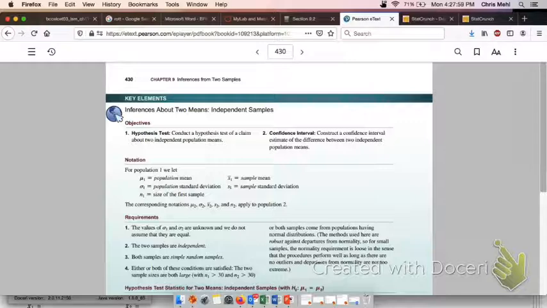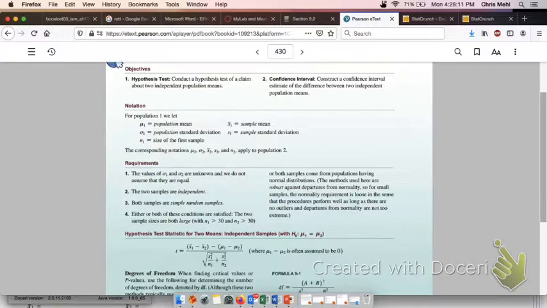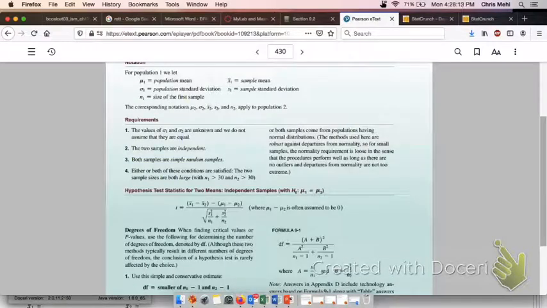And then there's corresponding notations for mu sub 2, sigma sub 2, x sub 2 bar, s sub 2, and n sub 2. So all those just apply to your second population. Now, there are 4 requirements. Again, there is space to write this down in the handout.